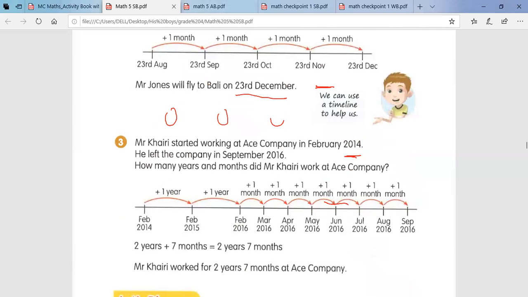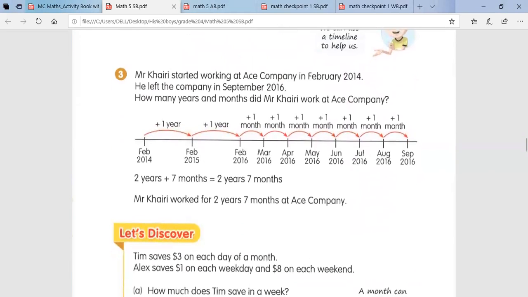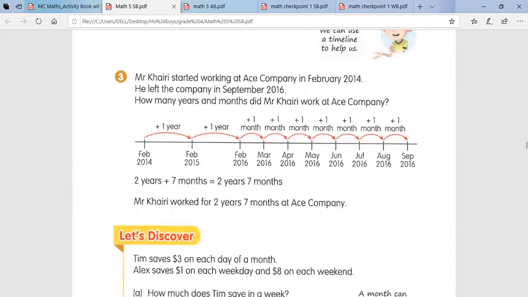Okay, Mr. Carey started working at ACE company in February 2014. He left the company in September 2016. How many years and months did Mr. Carey work at the company? Okay, go on. How many months? It tells us how many months.